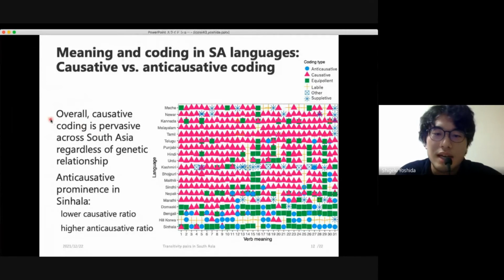So overall, as can be seen from how widespread these red triangles are in the figure, causative coding is very pervasive across South Asia, regardless of their genetic relationships. And it can also be observed that anti-causative is prominent in Sinhala. This prominence can be characterized by both a lower causative ratio and a higher anti-causative ratio. So in this line of Sinhala, you can only see 3 red triangles which indicate causative, and you can see quite a few blue points which indicate anti-causative coding.